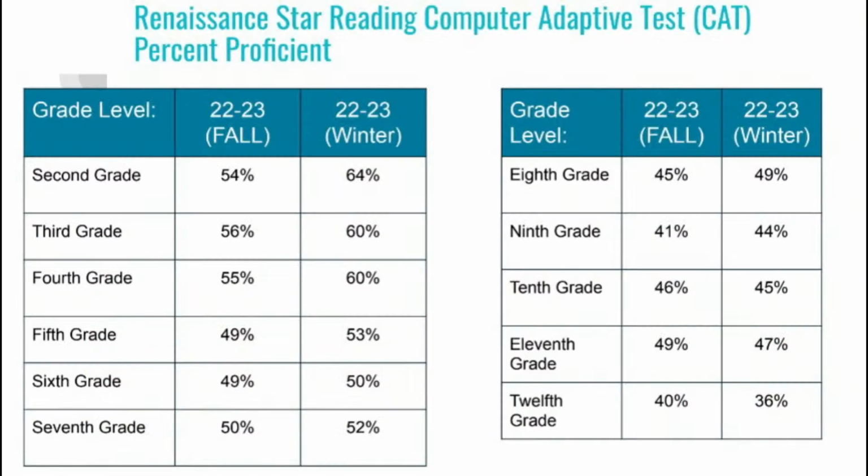Okay. And this now is our 2nd through 12th grade students looking at that computer adaptive test again. And again, you'll look from fall to winter, and you'll look for those growth trends. One of the things that we'll note, I'll go back to what Jess said, is implementation of the new curricular resource, Really Great Reading.